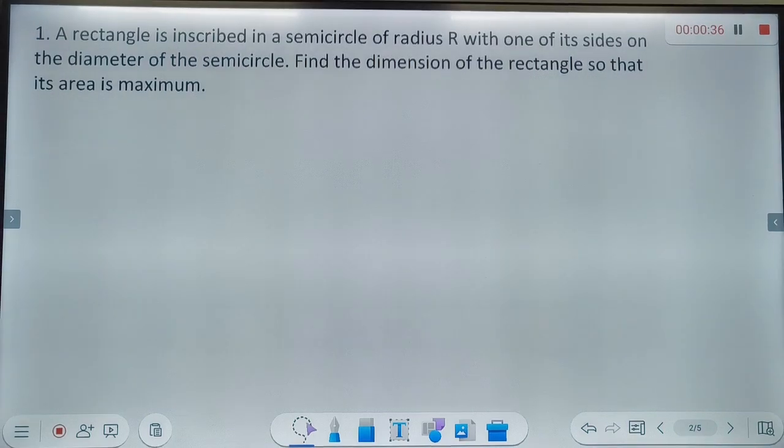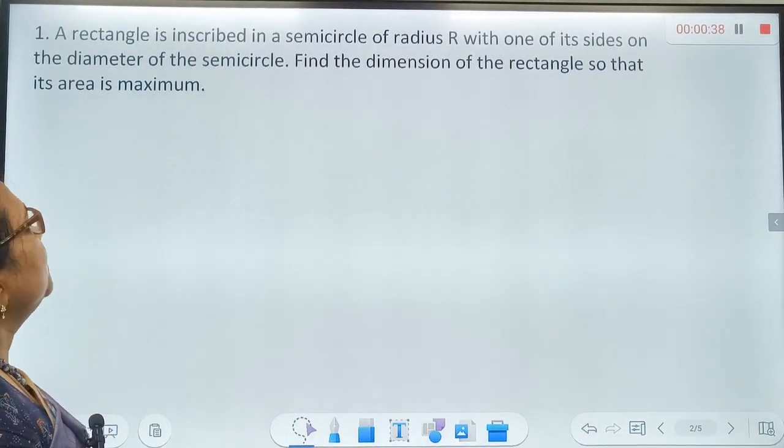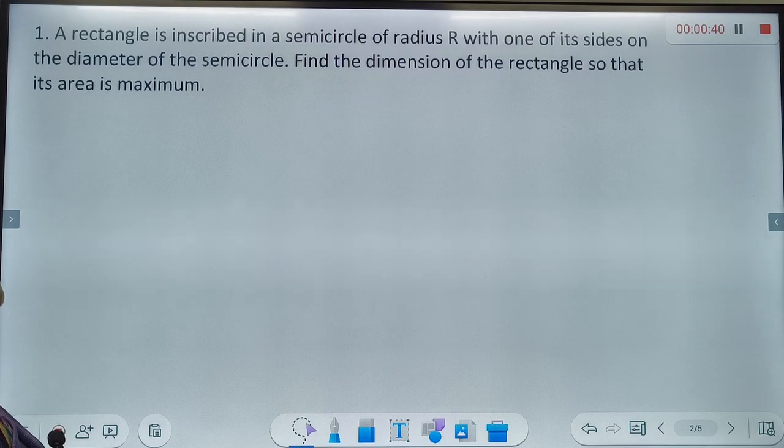So look at this problem. Let's read the problem first. A rectangle is inscribed in a semicircle of radius capital R with one of its sides on the diameter. Find the dimensions of the rectangle so that its area is maximum.